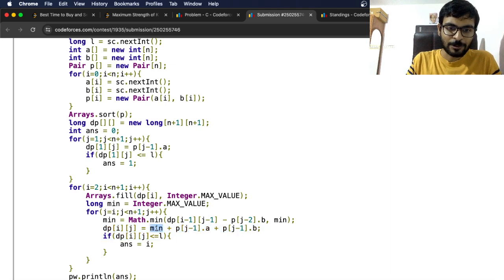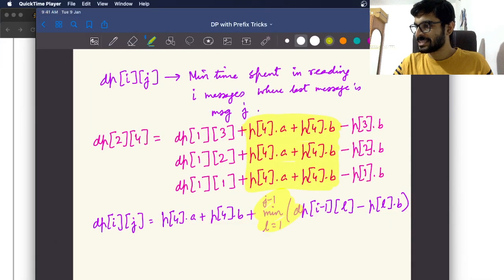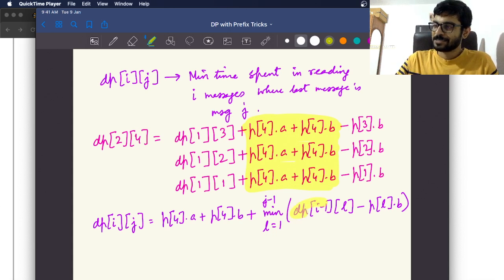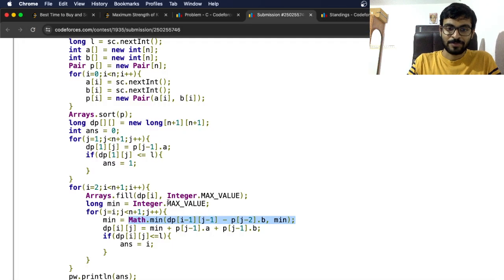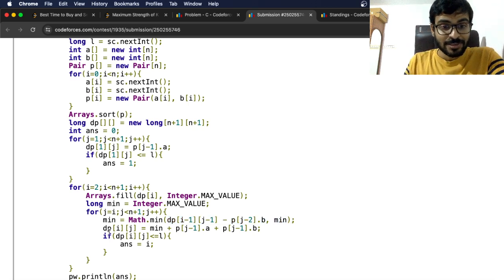This min I have calculated in this way, math.min like this. This particular min is nothing but the min up to the previous L with this particular thing for j minus 1, right? For the j minus 1 I'm including that in this particular iteration, and the previous terms already exist. So over here I'm finding dp[i][j] equals min plus the permanent values p[j-1].a, p[j-1].b. And this is the final thing.